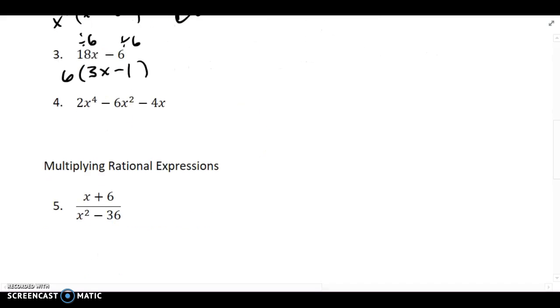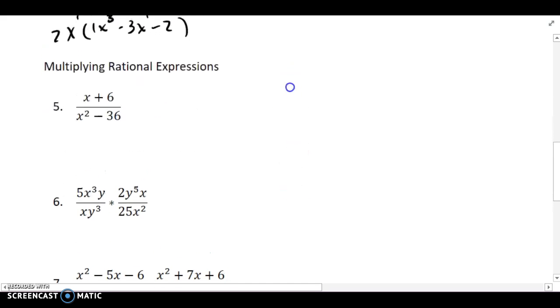Finally, we can do both. Notice this one has all x's. The smallest power is 1, so I'm going to take an x to the power 1 out. Notice all these numbers can be divided by 2, so I'm going to divide all these numbers by 2 first, and then take out 1 power of x. That's called GCF, and we're going to use that skill today. All right, so now we're ready to get started.